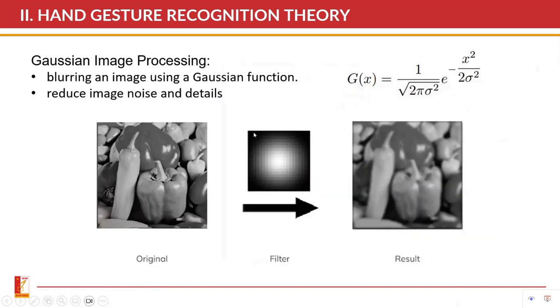The second step is the Gaussian image processing. On the left is the original image. After the low-pass filter, we have the result on the right. The Gaussian image processing reduces the image noise and details by blurring it.